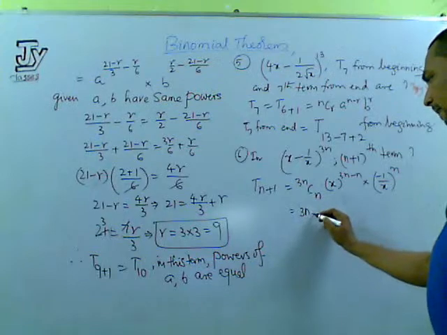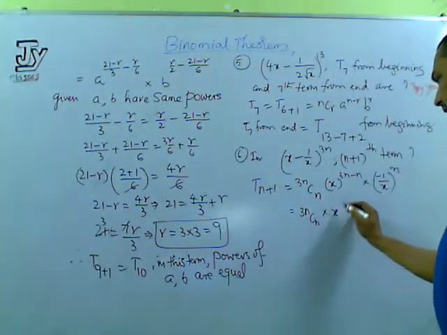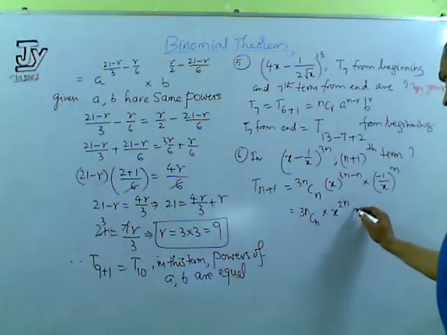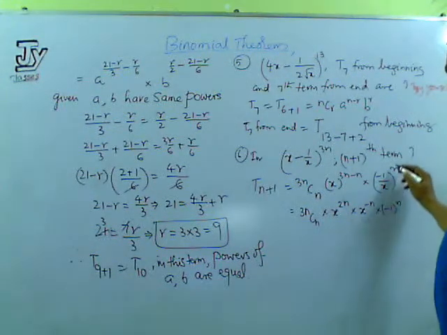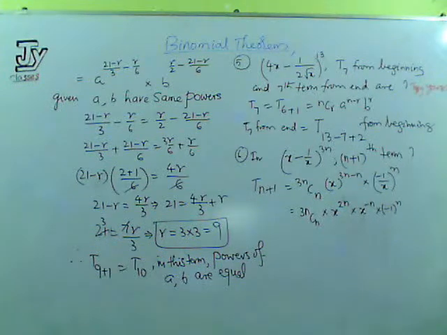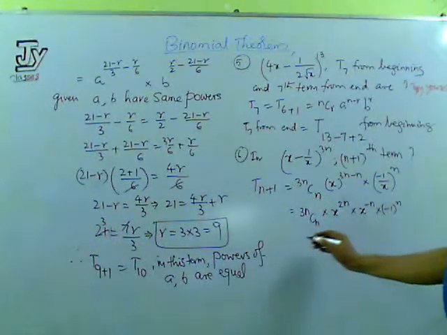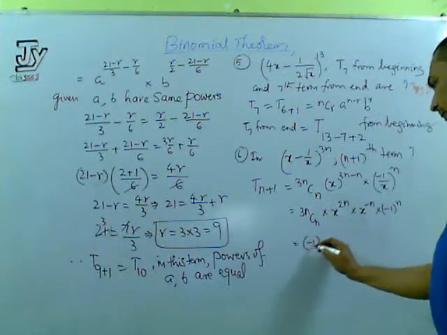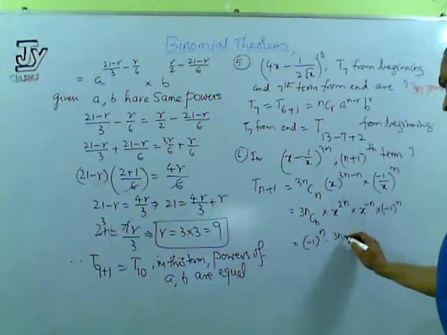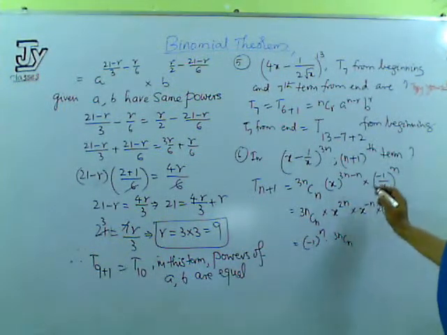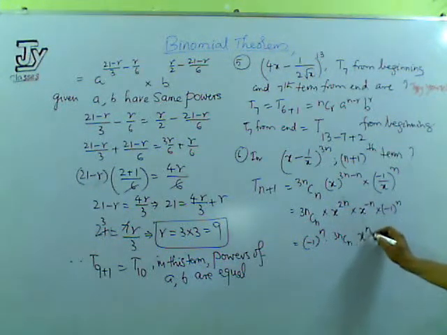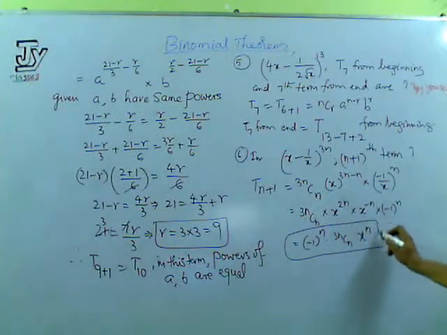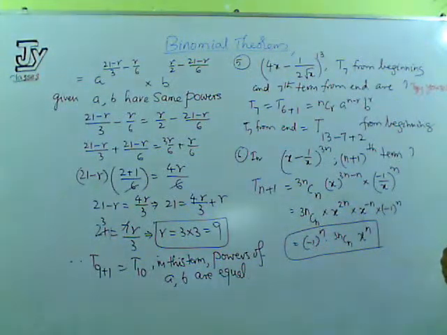3nCn into x power 2n into x power minus n into (minus 1) power n, because (1 by x) whole power n means x power minus n. So if you simplify, this is (minus 1) power n into 3nCn into x power 2n minus n, that is x power n. That's the result. So don't worry, everyone can do these sums.